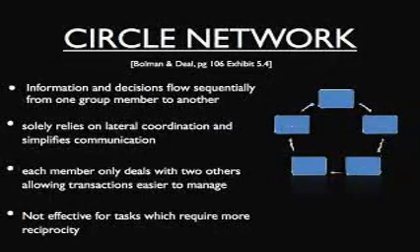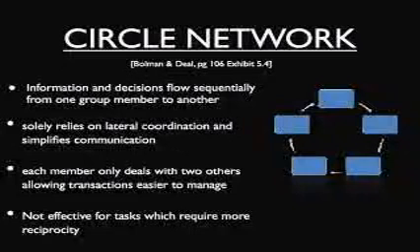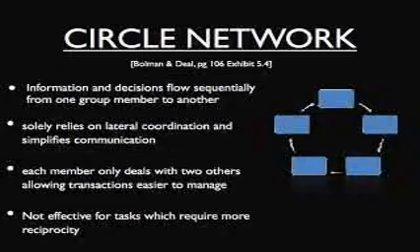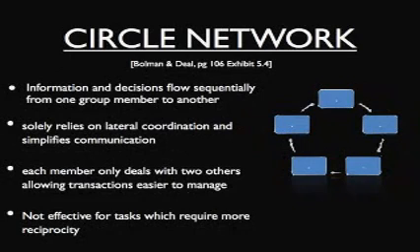The fourth one is the circle network. A feature of the circle network is that information and decisions flow sequentially from one group member to another. Each member can add or modify what comes around. It relies solely on lateral coordination and simplifies communication. Each person deals with only 2 other members, therefore transactions are easier to manage. However, the downside of this structure is that if there is one weak link in the chain, it can undermine the group's performance.